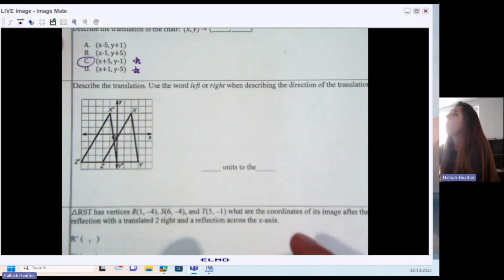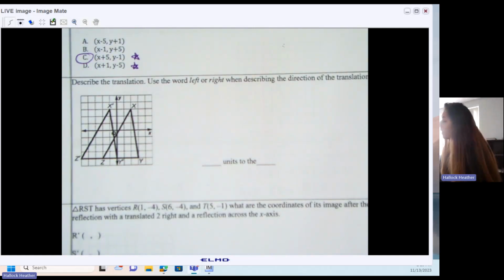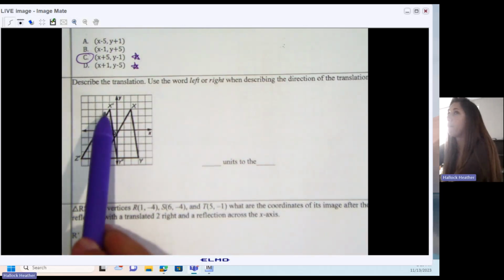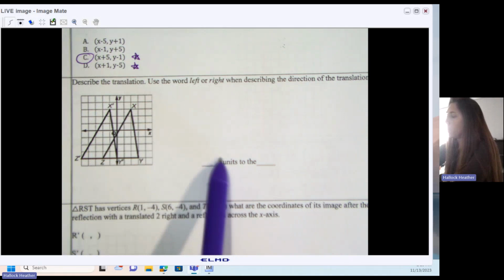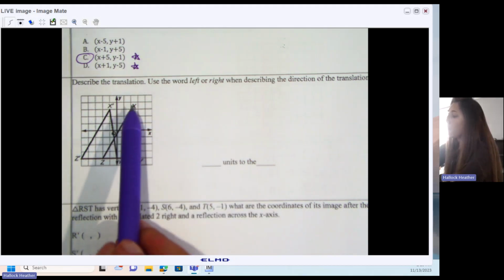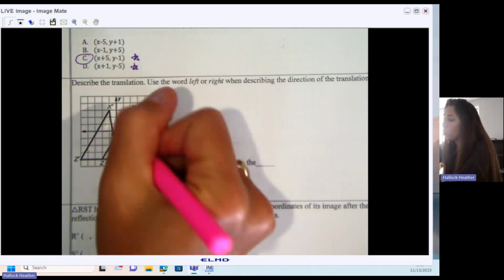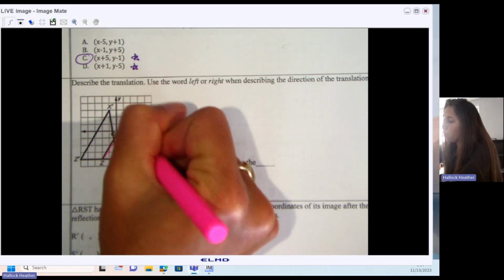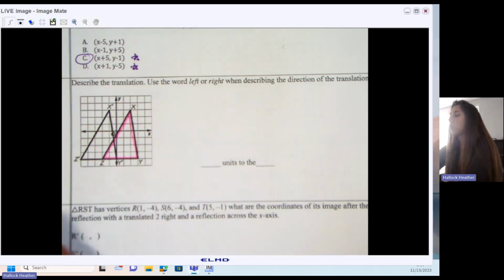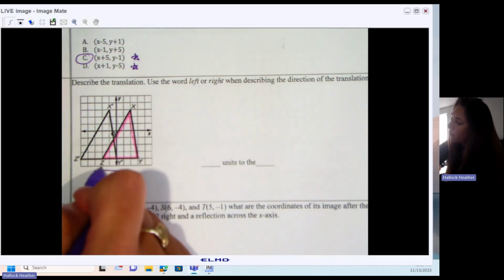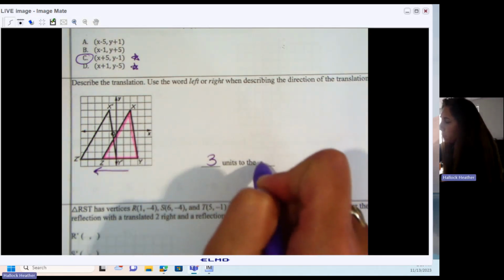A lot of people got this one correct, but there was a good portion that got it wrong. And it's only because people want to automatically read a sentence left to right. So they want to read a graph from left to right. And they're like, I'm going from here to here, so I'm going to the right 3 units. So they put 3 to the right. But if you look, you're going from X to X prime. X represents the pre-image, and you are changing it to go to the image, which is the answer. So I'm going from here to here. So I'm actually going to the left 3 units.